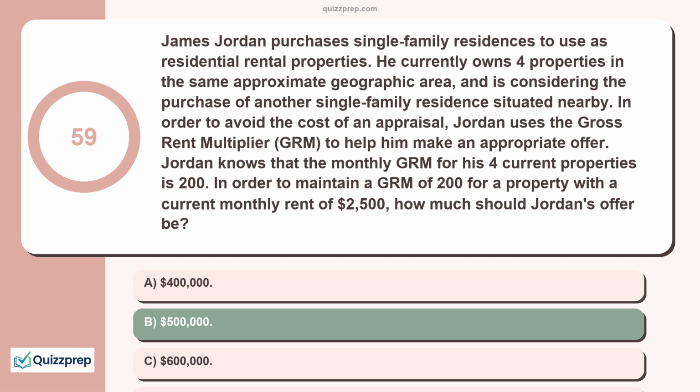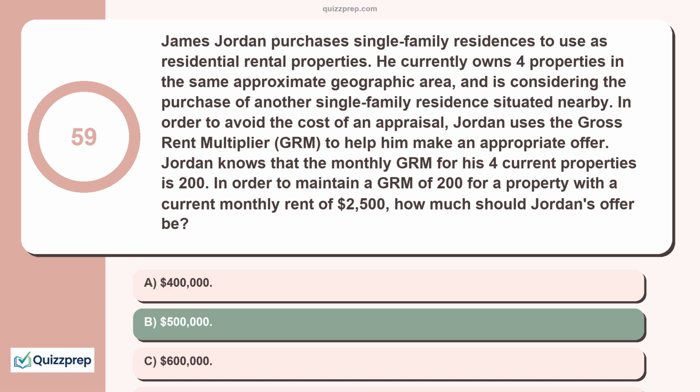In order to maintain a gross rent multiplier of 200, Jordan's offer for this additional property should be $500,000. The gross rent multiplier, aka the gross income multiplier, is a simpler, less accurate alternative to capitalization. It takes into account the income generated by a parcel of real estate, but not the expenses charged to the property. This alternative to capitalization is most widely used with single-family residences.